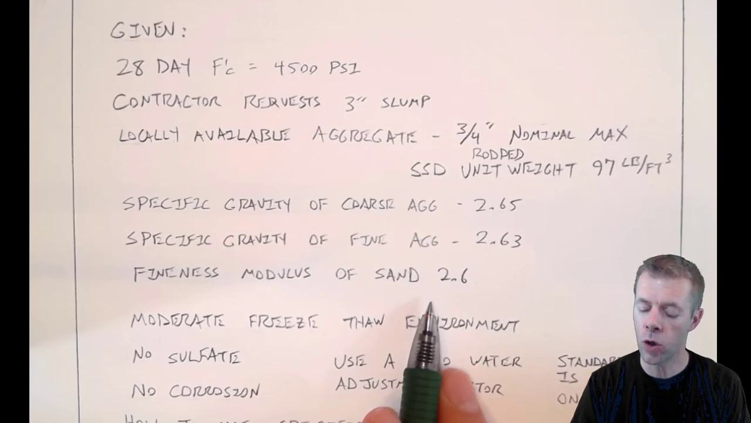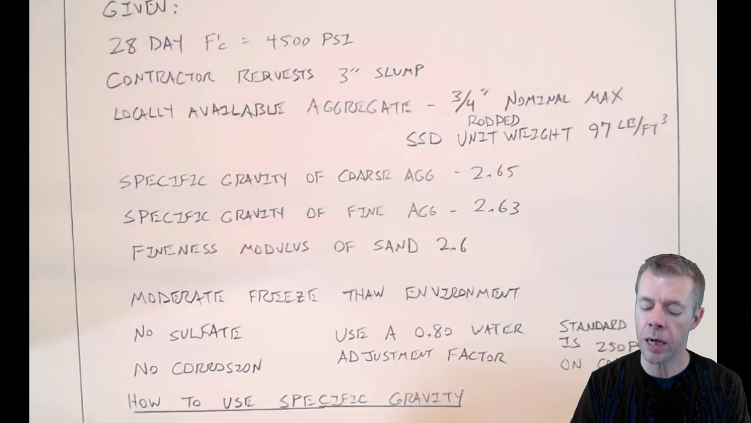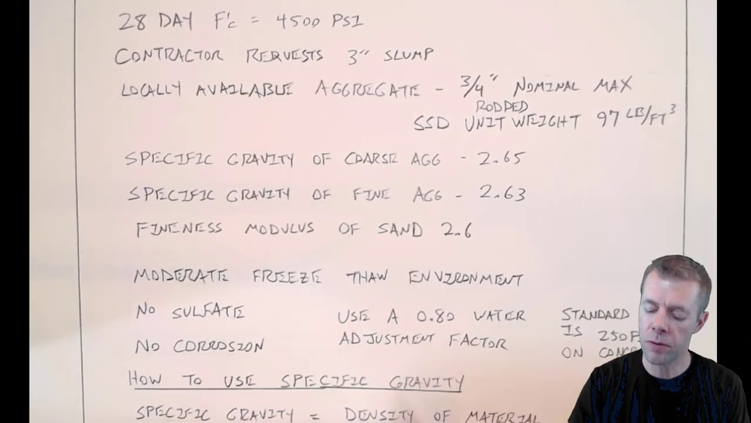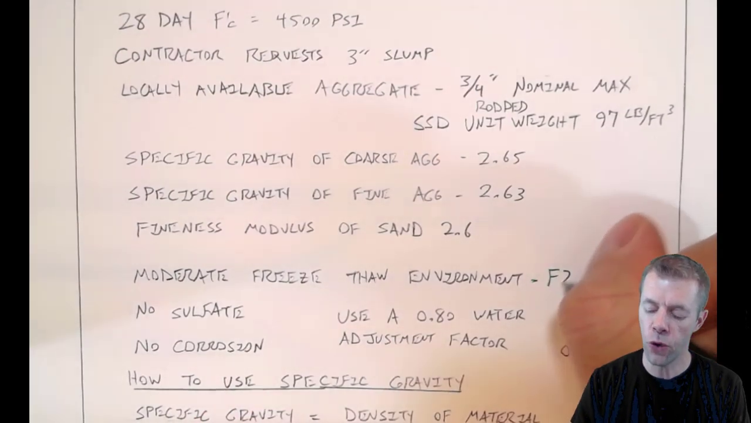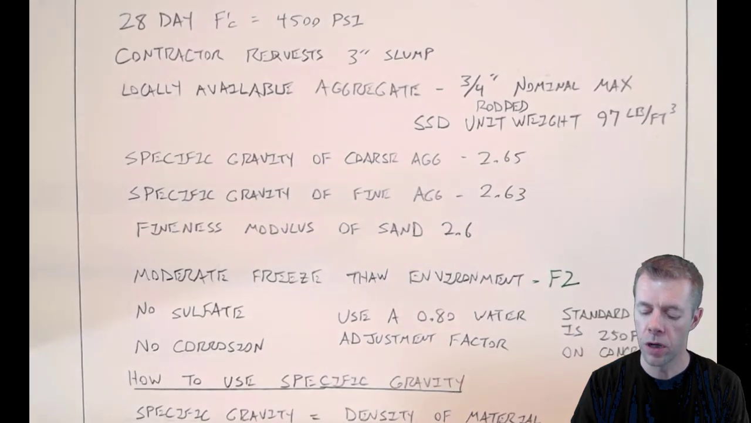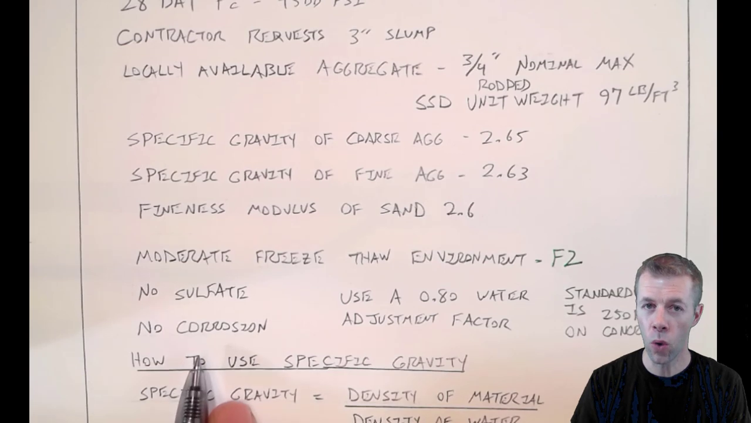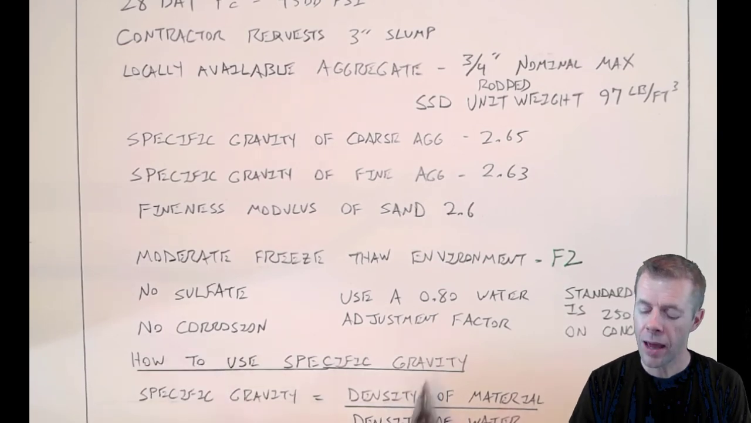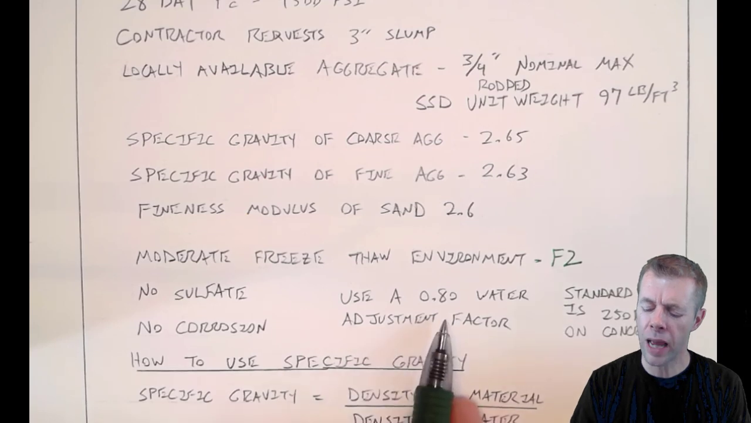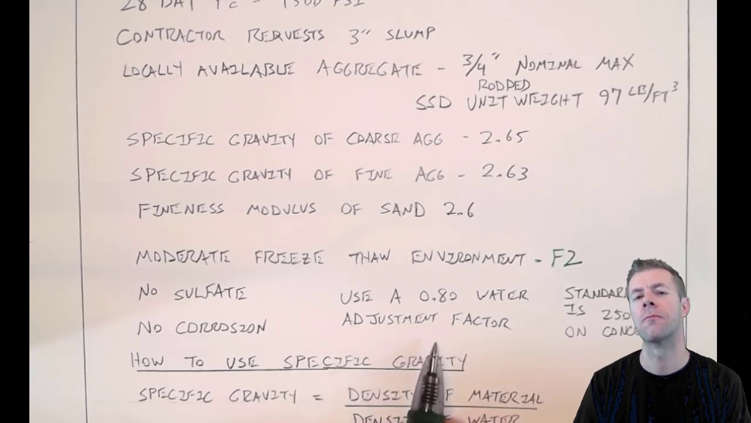We also need to know about the exposure. This is going to be in a moderate freeze-thaw environment. That means F2, okay? F2. There's going to be no sulfate exposure, no corrosion concerns. It's a pavement. And then we're going to use a 0.80 water adjustment factor.